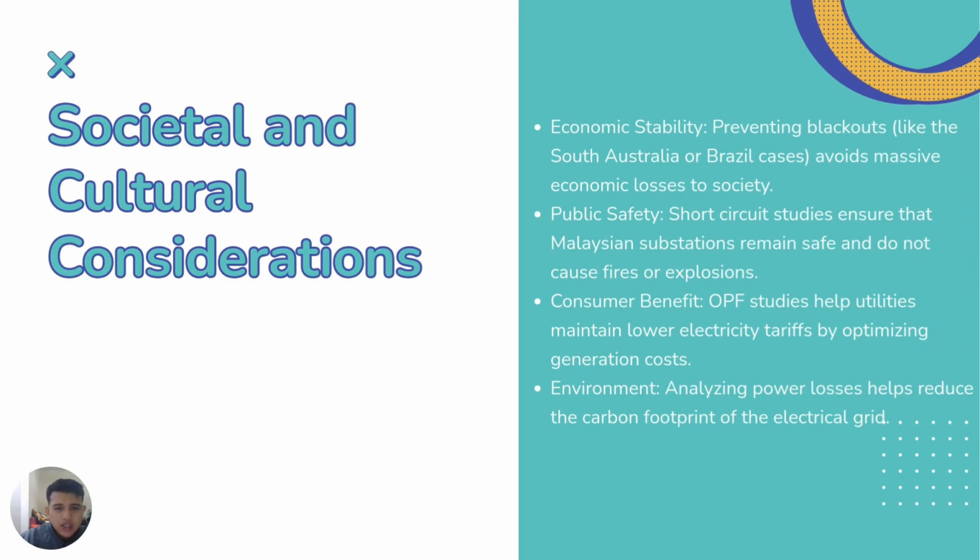Third, consumer benefit. OPF study helps retailers maintain lower electricity tariffs by optimizing generation cost. Because the bigger the country, the higher the demand, so lower cost means lower electricity bills. Okay, lastly, environment. Less power losses help reduce the carbon footprint for the electrical grid.